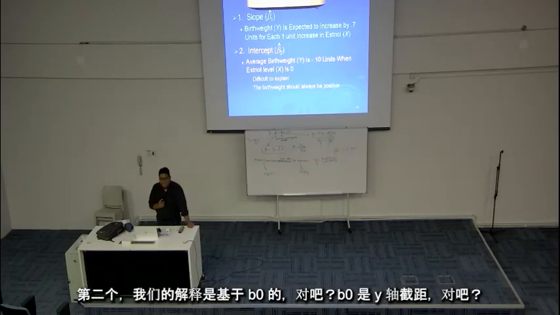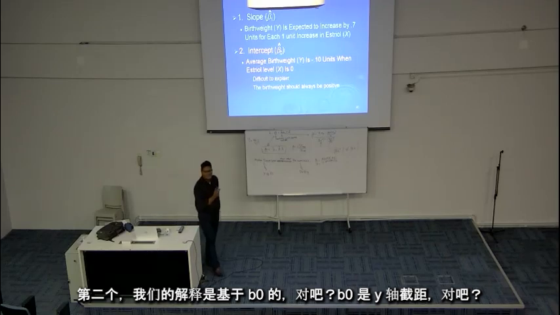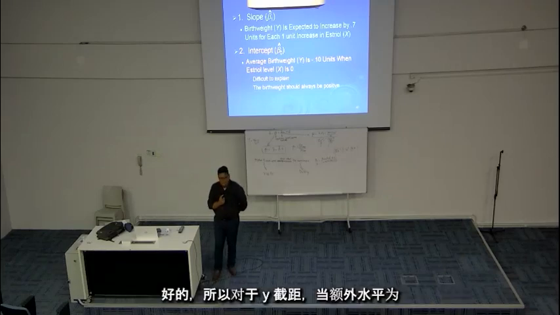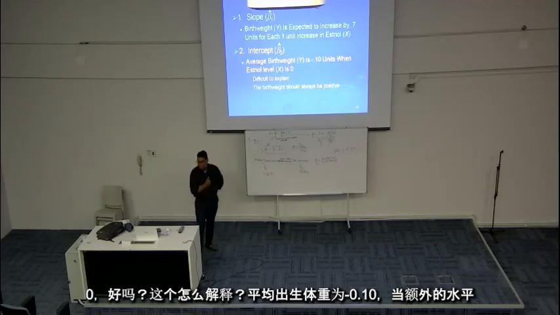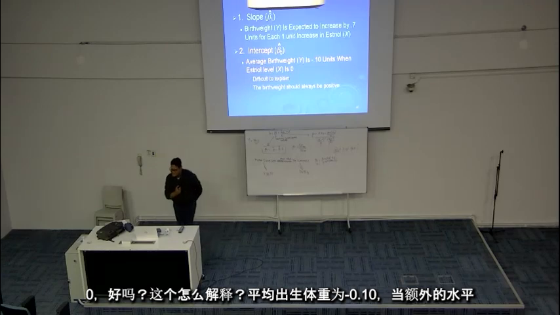The second interpretation is based on B0. B0 is the Y-intercept, right? So for the Y-intercept, the average birth weight Y is negative 0.10 unit when the estrogen level is 0. How do we interpret this one?